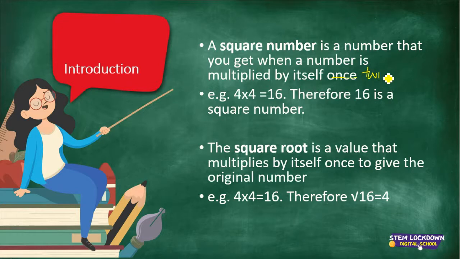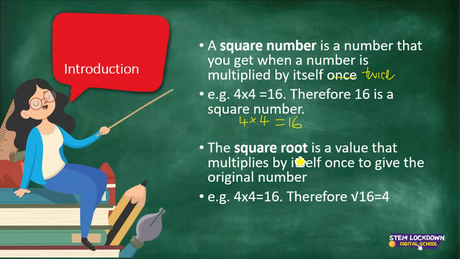Or you multiply it by itself once, depends how you view once or twice. For example, 4 multiplied by itself once, right? Or multiply 4 by 4. Basically, 4 times 4 is 16. So 16 is a square number, right? A square root, basically, in this case, you want to know which number you multiplied by itself to get your answer. Which number was it?